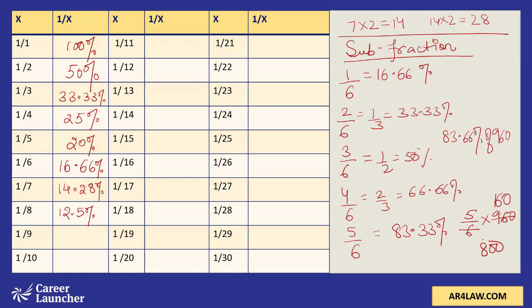So I need to remember these reciprocal fractions and these subfractions in both ways. Whenever I see 5 by 6, it should strike in my mind that this is nothing but 83.33. Or whenever I see 83.33, I should remember that it is nothing but 5 by 6. A bell should ring in the mind: 83.33%, this is 5 by 6. Okay?